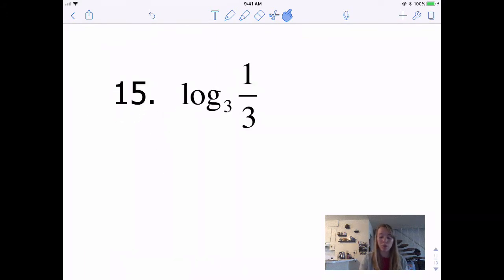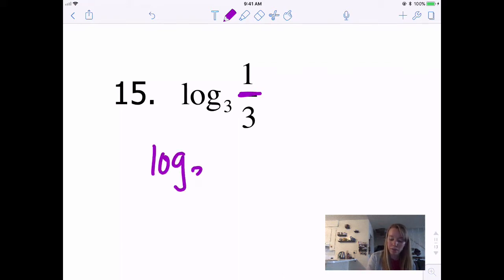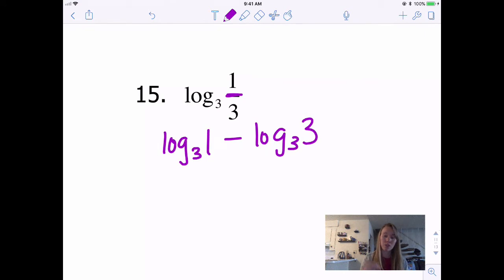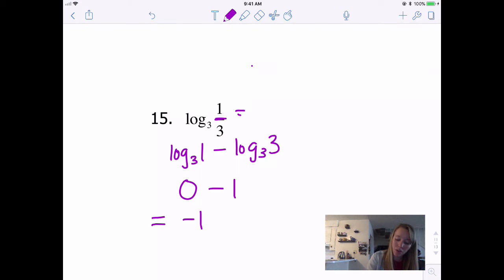Log base 3 of 1/3. If you don't know that one off the top of your head, notice that this is the division property. I do log base 3 twice. So I've got 1 and 3. And since it's division, I put a minus in the middle. So 3 to what power is 1? We know that that is always 0. And then log base 3 of 3 is 1. So I get -1. And if you think about it, 3 to the -1 power, a negative power flips your fraction. So that makes sense.